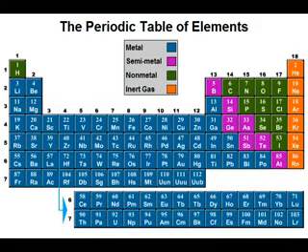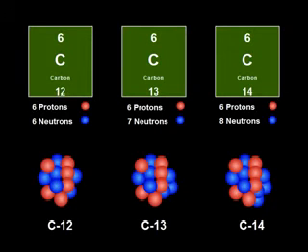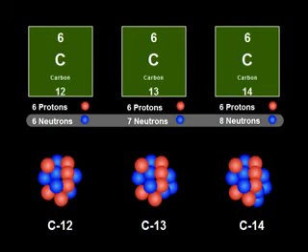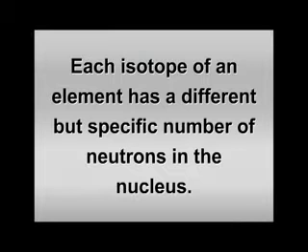However, the number of neutrons in the nucleus of an atom can vary. Atoms with the same number of protons but a different number of neutrons are called isotopes. For example, there are 3 isotopes of carbon. Notice each isotope of carbon has 6 protons, but the number of neutrons in the nucleus of each isotope is different. Remember, each isotope of an element has a different but specific number of neutrons in the nucleus.